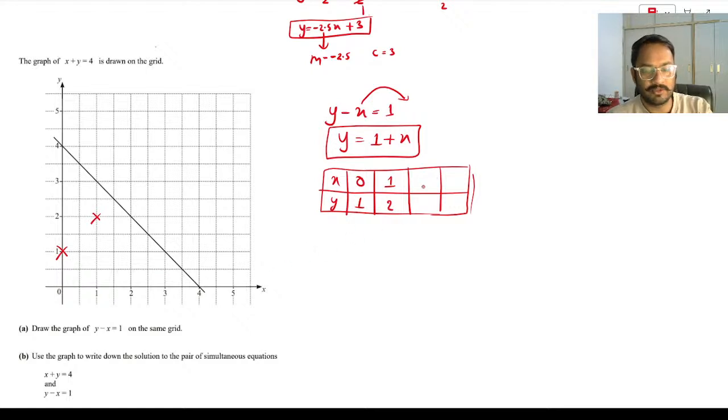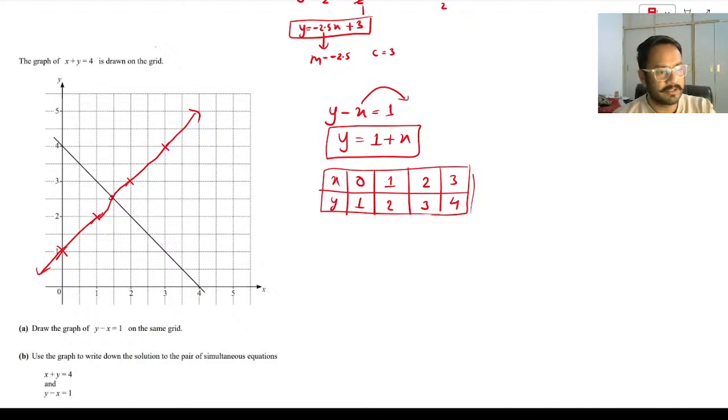If you put x equal to 2, the value of y will be equal to 3. If you put x equal to 3, the value of y will be 4. So x is 3, y is 4. You got the straight line. Now you can make a straight line like this. I don't have a scale right now, but I can make a straight line like this, right?